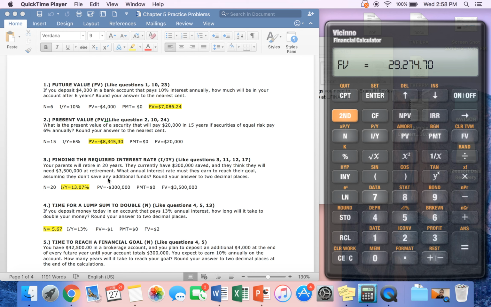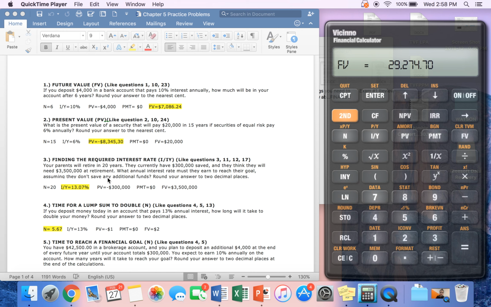This question looks a lot like your homework questions 1, 10, and 23. I put that reference up there for you, so you have a little bit of a reference to come back to. Question number 1 says: if you deposit $4,000 into a bank account that pays 10% interest annually, how much will be in your account after 6 years?